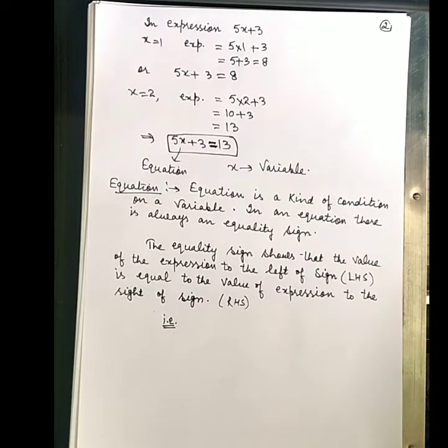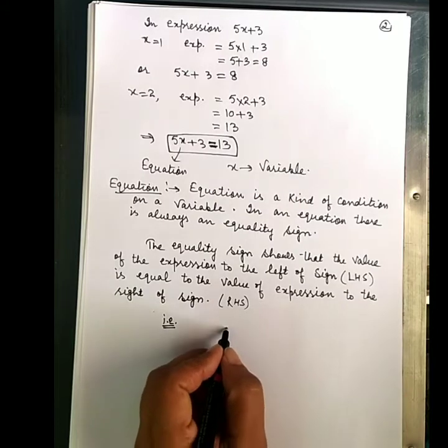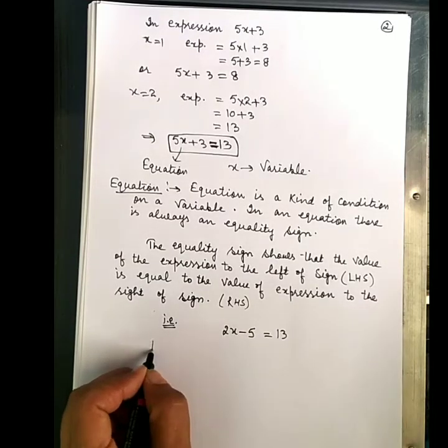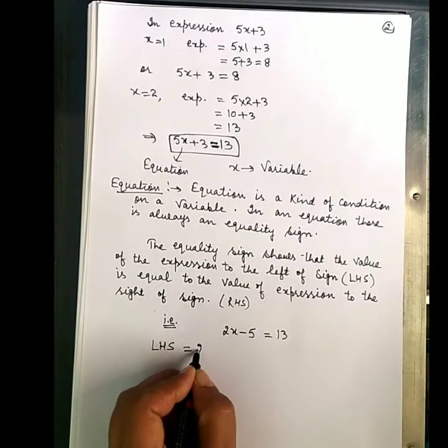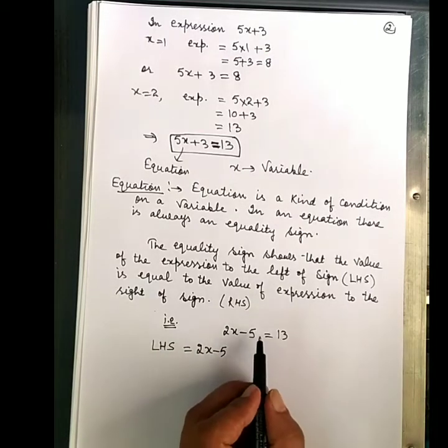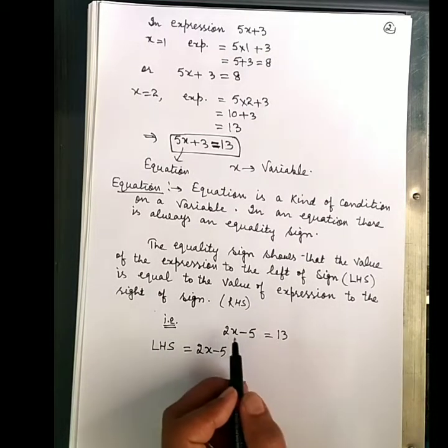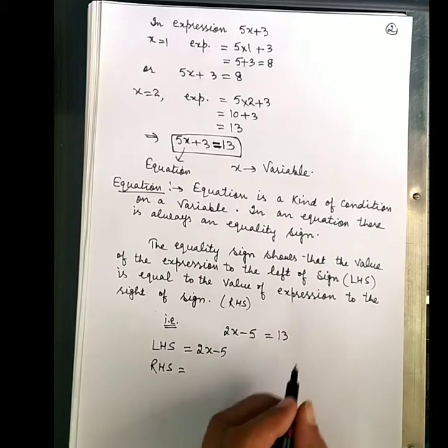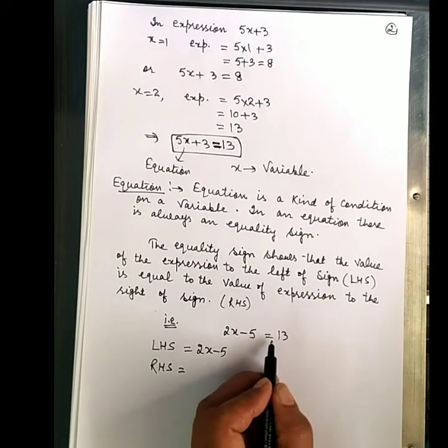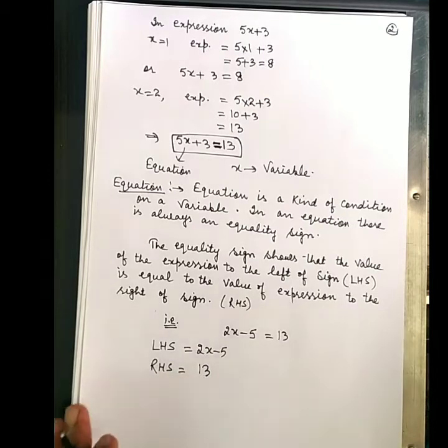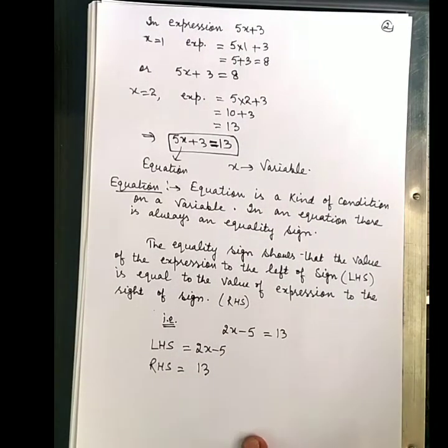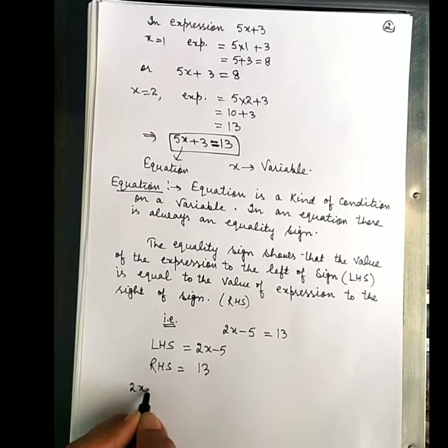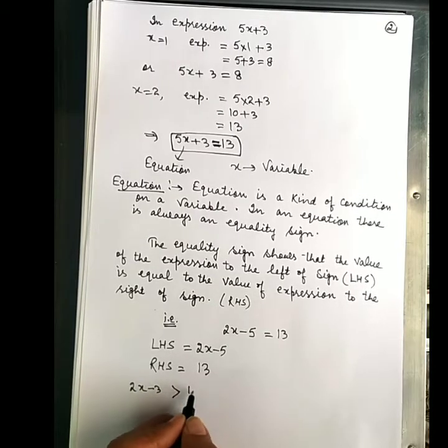For example, the equation is 2x minus 5 is equal to 13. Then what will be the left hand side? Left hand side will be 2x minus 5, the expression which is to the left of the equal sign. And what is the right hand side? The expression which is to the right of the equality sign, that is 13. So clear, students?